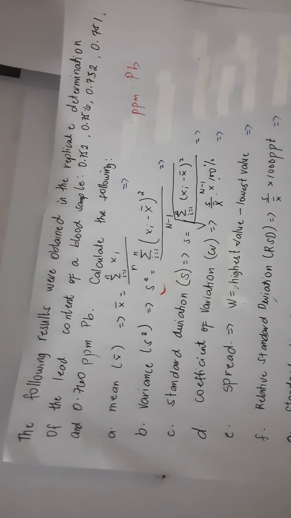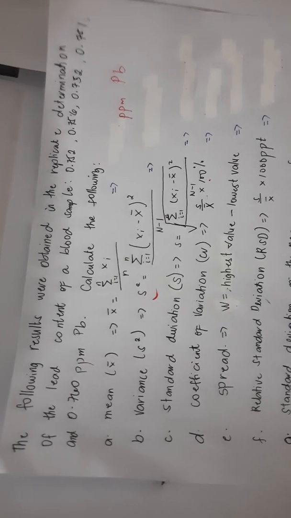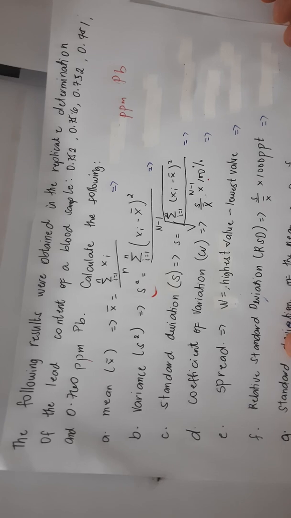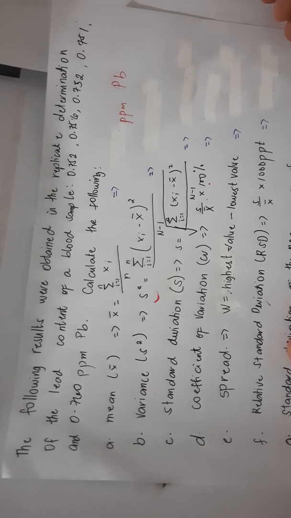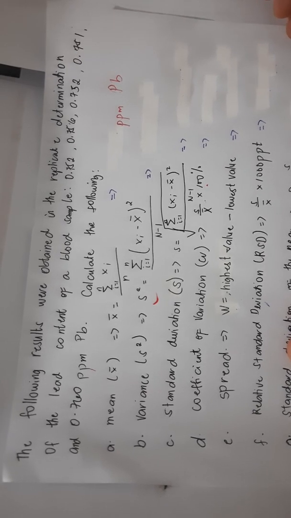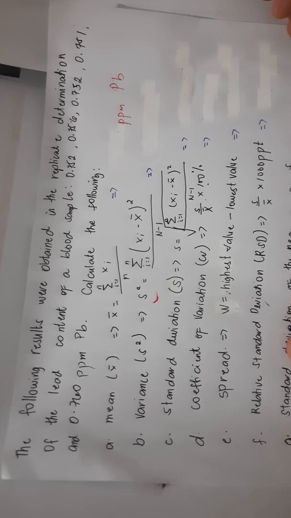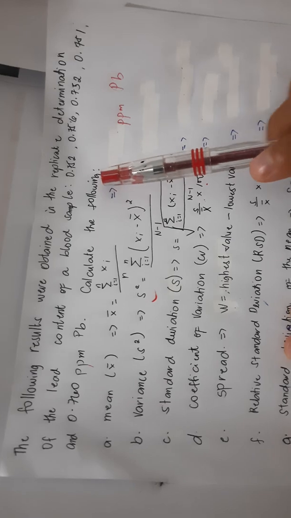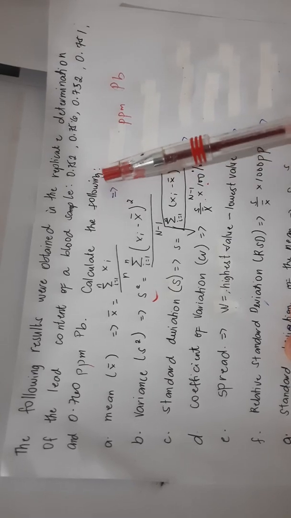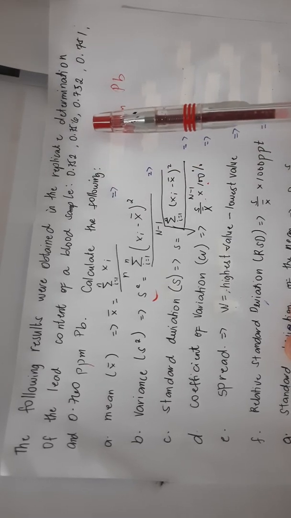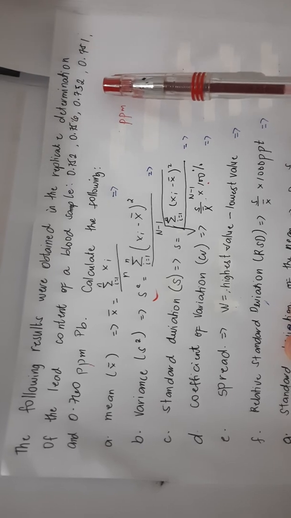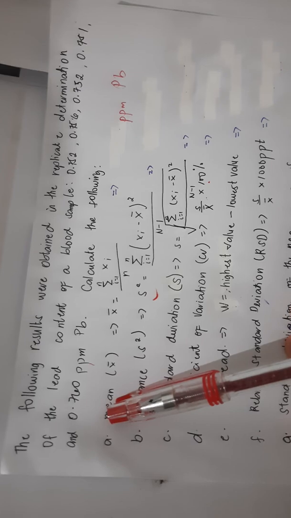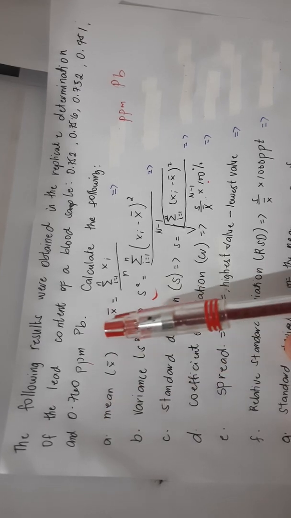I have here the data from an experiment. The following results were obtained in the replicate determination of the lead content of a blood sample: 0.752, 0.756, 0.752, 0.751, and 0.760 ppm lead.